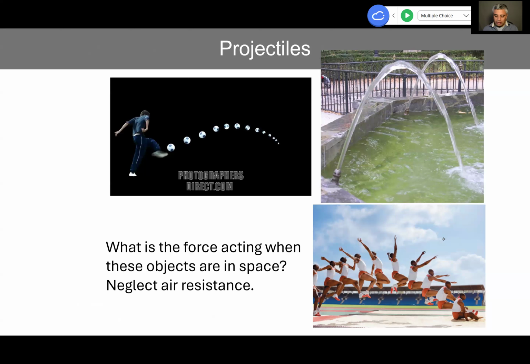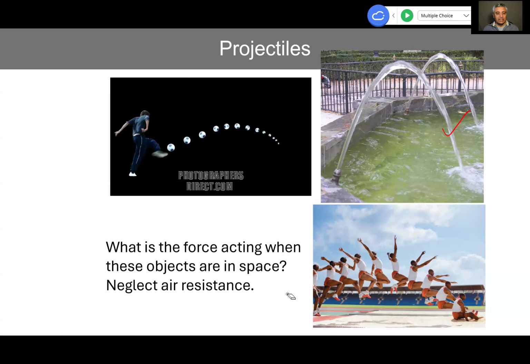A soccer ball kicked, the water coming out from this fountain, or a person doing a long jump, all of these are examples of projectile motion. And of course, there is air, but unless the object is feather light, we can neglect the air resistance for most cases.